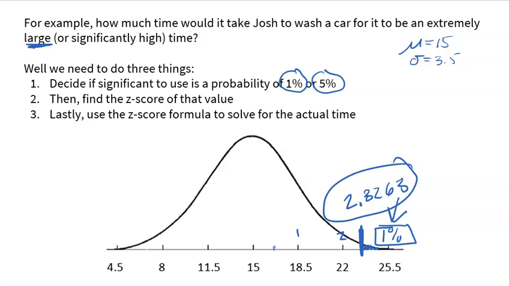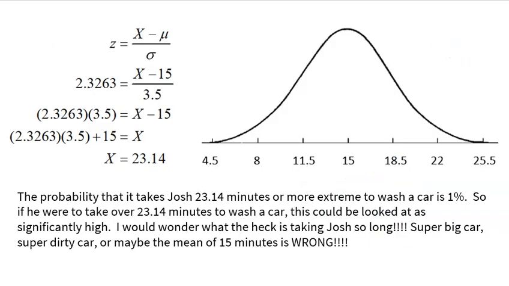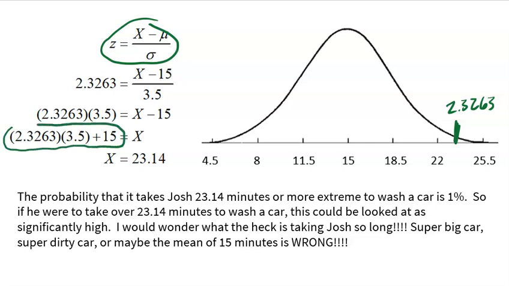And to do that, I just have to solve it using my z-score formula. The z-score formula is really easy. It's right here. And I'm going to substitute in the z-score that marks that top value, again, right around here, 2.3263. Now I just have to solve for what actual time that is. I already know the mean is 15. I know the standard deviation is 3.5. So I'm going to start off by multiplying by the standard deviation, 3.5, and add the 15 over. You can actually type all of this into your calculator at once. It will do it in proper order of operations for you. And I got 23.14. So 23.14 minutes would be the top 1%, right?